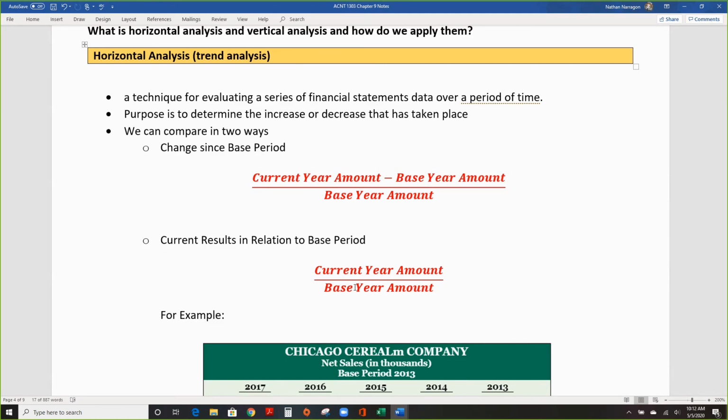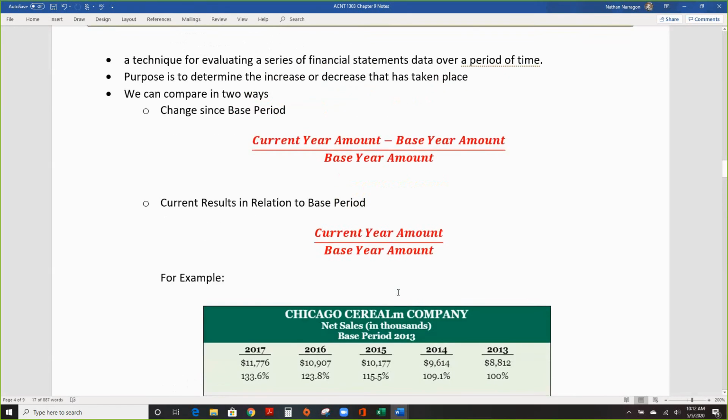Now, for our sakes, we're just going to touch the surface. We're not going to go too much in depth, because you have other accounting courses that will. This is just to show you what's going on. Remember, this is the intro course. So, the first one is horizontal, and this is a technique for evaluating a series of financial data over a period of time. So we're not comparing companies. We're comparing years of that company. It's not comparing against someone else, just itself.